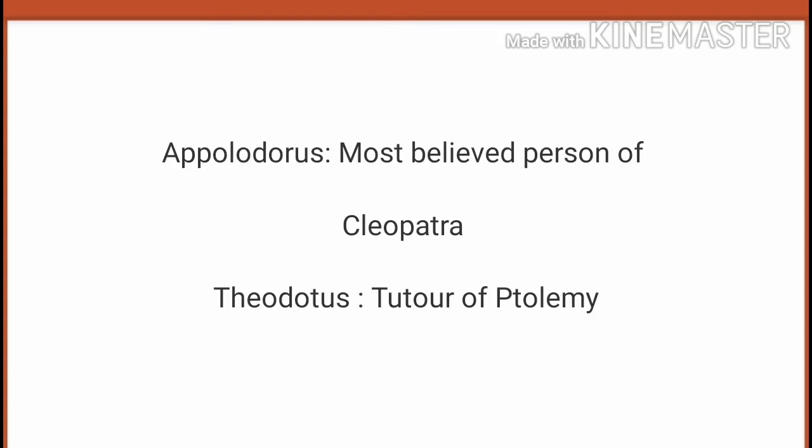Another character is Apollodorus. He is the most trusted person of Cleopatra. The next one is Theodotus. He is the tutor of Ptolemy. So these are the major characters in this play.